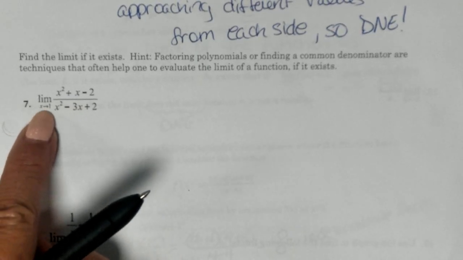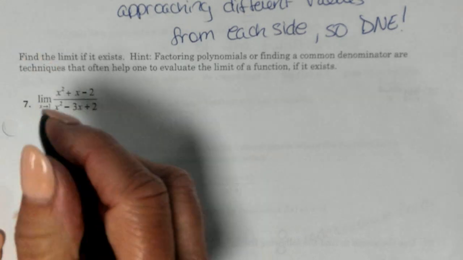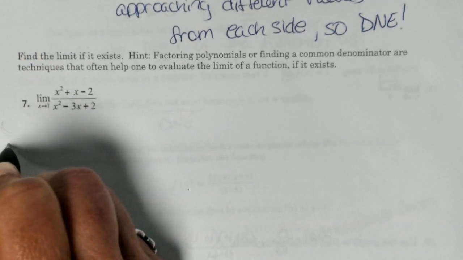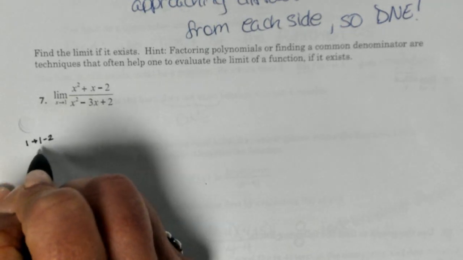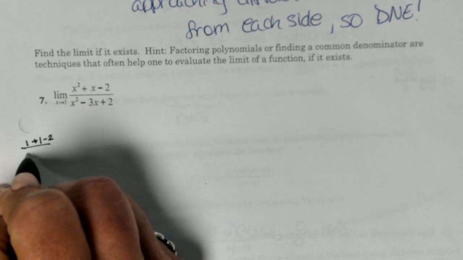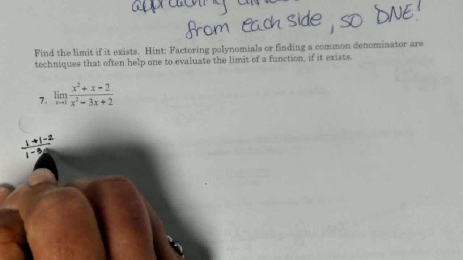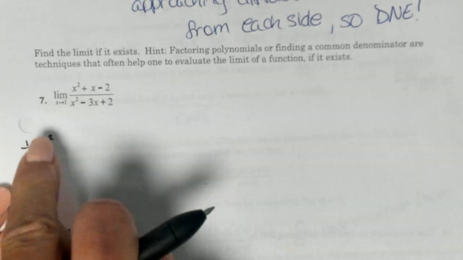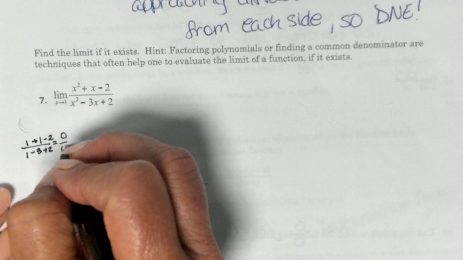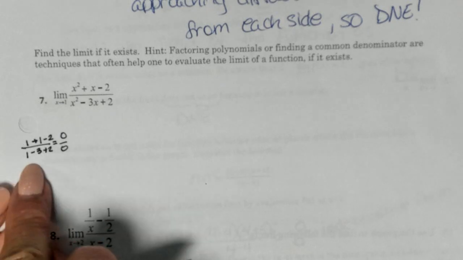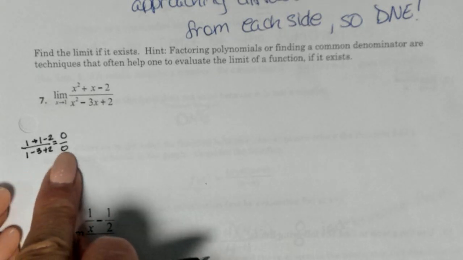All right, so if I plug in a 1, just eyeball that, I've got 1 plus 1 minus 2 at the top, 1 minus 3 plus 2 at the bottom. This ends up being 0 over 0. This is going to be indeterminate form.